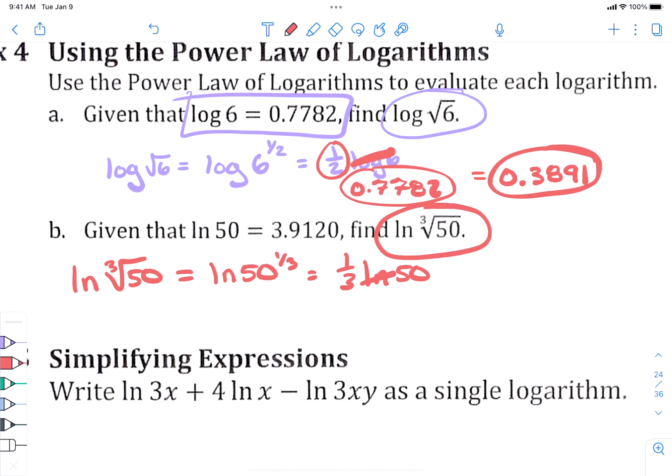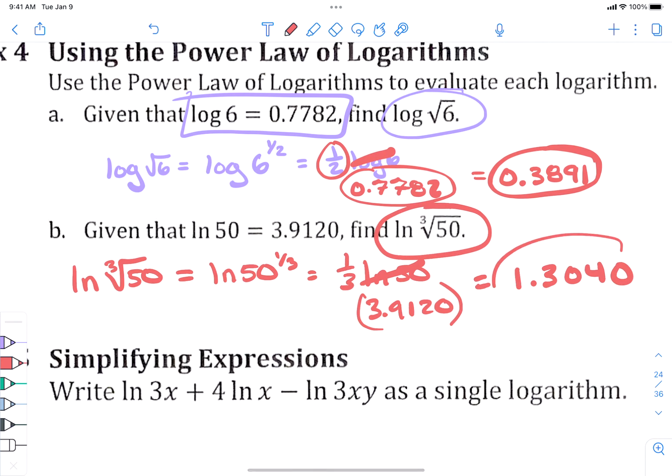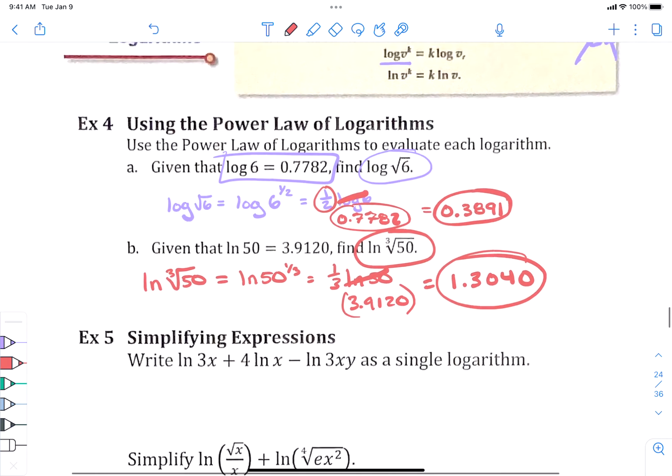And so we just take 1/3 times this 3.9120. And you can do that in your head. 1.3040. Look at that. All those numbers are divisible by 3. 3 divided by 3 is 1. 9 divided by 3 is 3. 12 divided by 3 is 4, right? You can do that in your head.